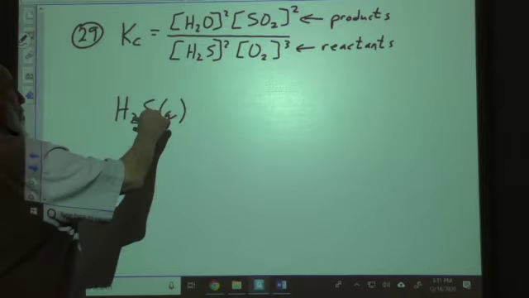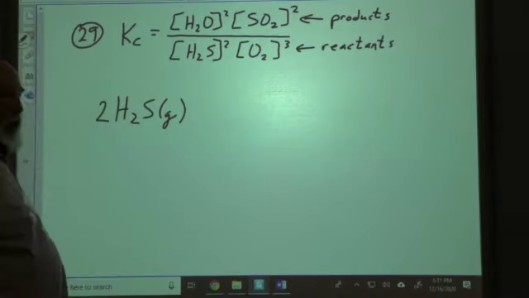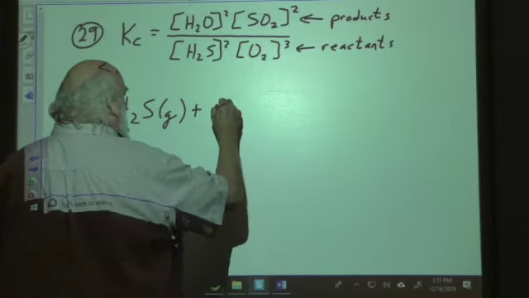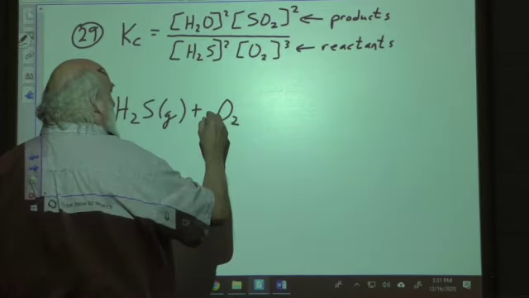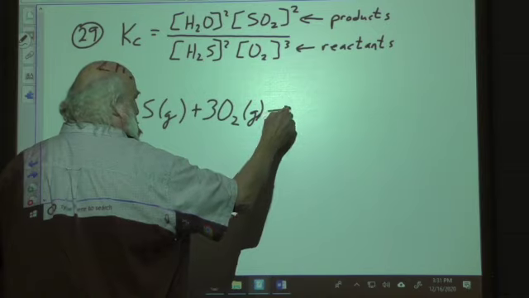So we got H2S here, but we got exponent of 2 here, so that means it's going to be a coefficient here. Plus O2, exponent 3 becomes coefficient of 3, it's gas.